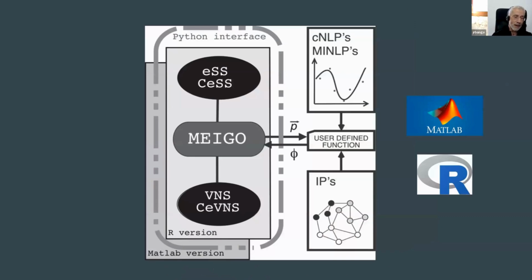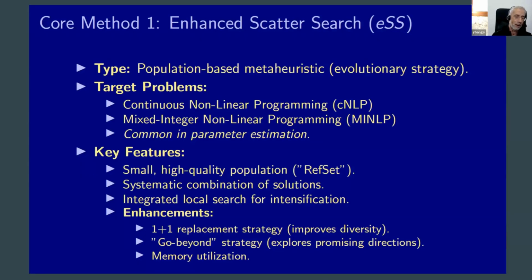So again, we have MEIGO as implemented in MATLAB and in R, with scatter search for continuous problems, and variable neighborhood search for integer programming, where the decision variables are integers only. I will now talk very briefly about each one of these. On the one side, you have scatter search. As I say, we developed it to be applied to continuous nonlinear programming problems or mixed integer nonlinear programming problems.